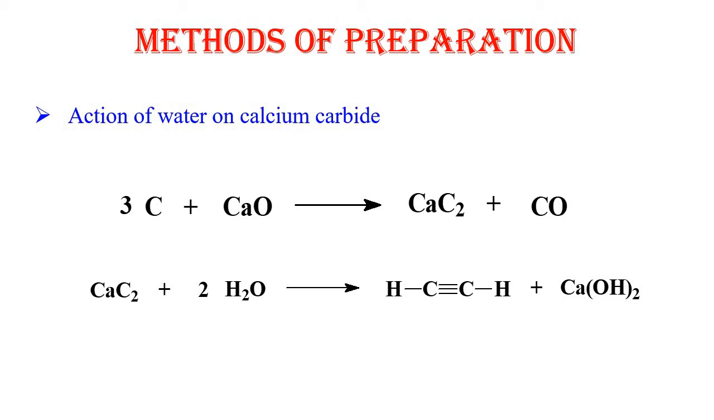Next method is a laboratory method, the action of water on calcium carbide. Calcium carbide is prepared by treating carbon with calcium oxide, which forms calcium carbide and carbon monoxide. When calcium carbide is treated with water, it results in the formation of acetylene plus calcium hydroxide.